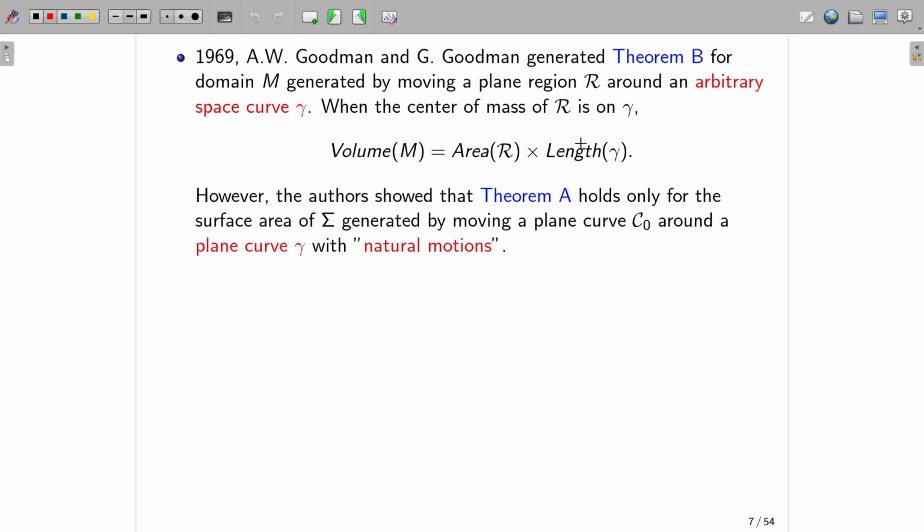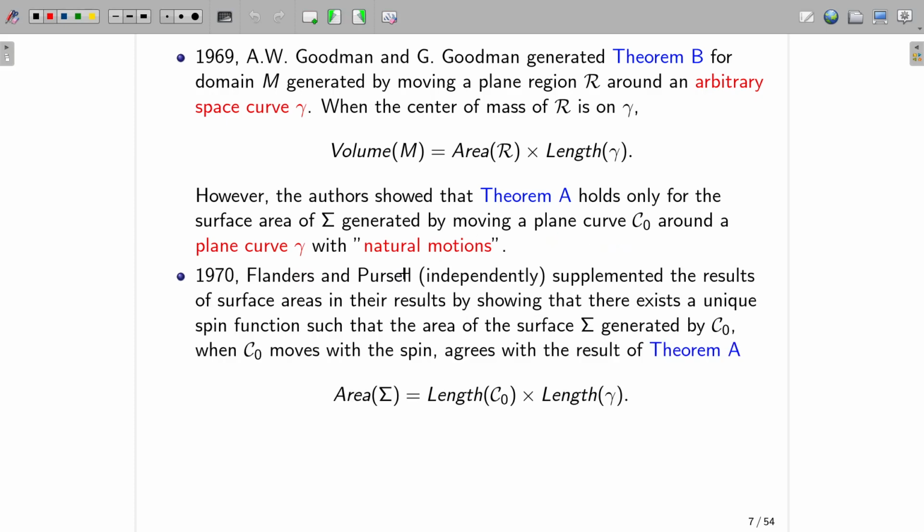However, the authors also showed that the surface result for Pappus-Guldin theory does not hold in general. It only holds for the surface area of sigma generated by moving a plane curve around a plane curve gamma with some natural motion. I will explain this later on.